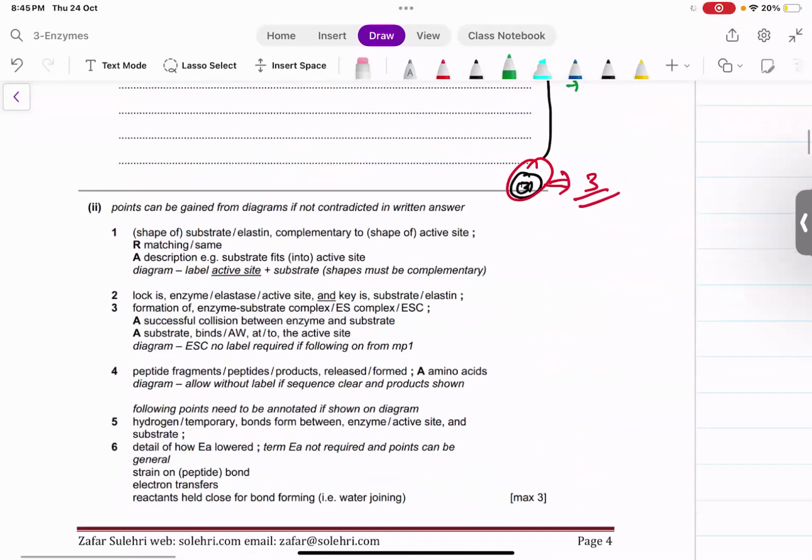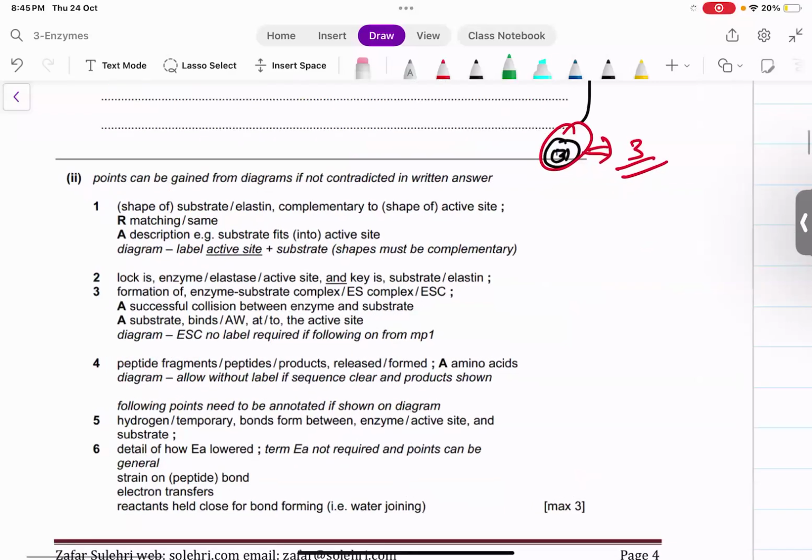So let's see. There are many points given in it. The first point is that the shape of the substrate or elastin is complementary to the shape of the active site. Okay, so in a lock and key model, the shape is complementary, so that's great. You should avoid writing the term matching or the same. This is not matching or the same. R stands for reject in this case. Or a description that the substrate fits into the active site. Obviously, that fits into the active site.